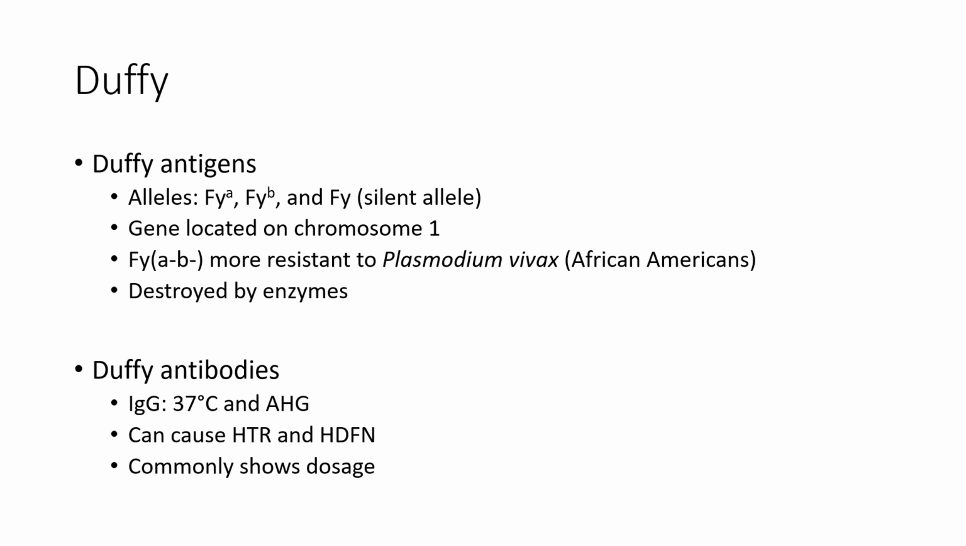Duffy antigens are destroyed by enzymes. Duffy antibodies are IgG. They react at both 37 degrees Celsius and the AHG phases of testing. They're capable of causing hemolytic transfusion reactions and hemolytic disease of the fetus and newborn. Duffy antibodies commonly show dosage.